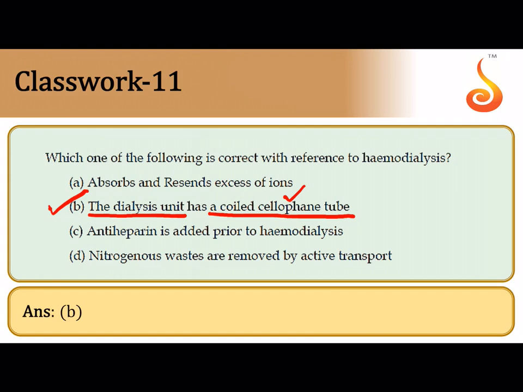As the blood passes through the tube, the surrounding fluid has no urea, so urea diffuses from the blood into the surrounding fluid, and finally the blood coming out of the hemodialyzer is pure.